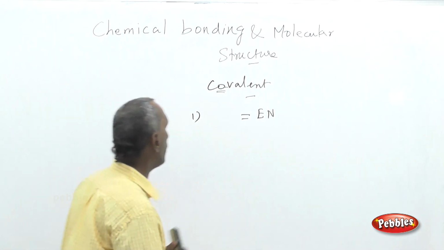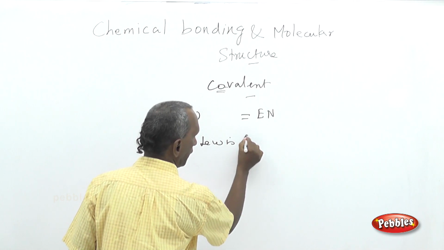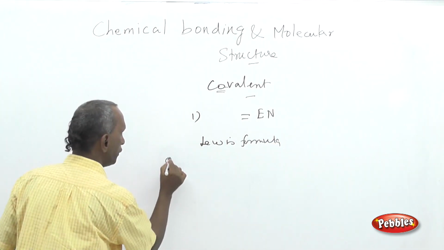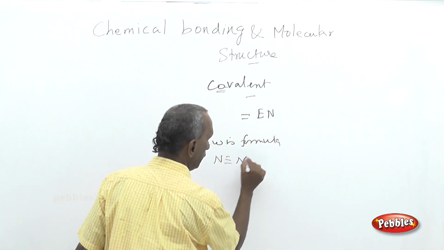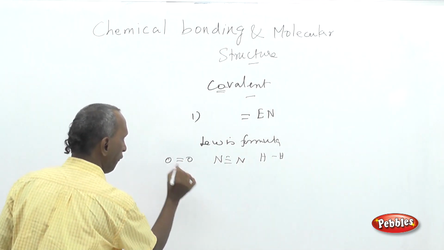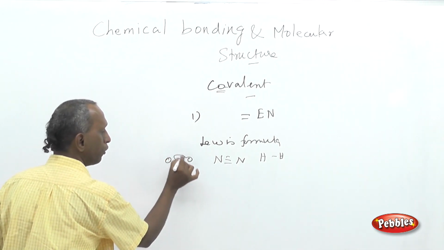Next, covalent compounds are represented by the Lewis formula in general. We have drawn different types of linkages. For oxygen we draw a double bond, for nitrogen a triple bond, for hydrogen a single bond. What does it mean? Everywhere each line refers to a bond.